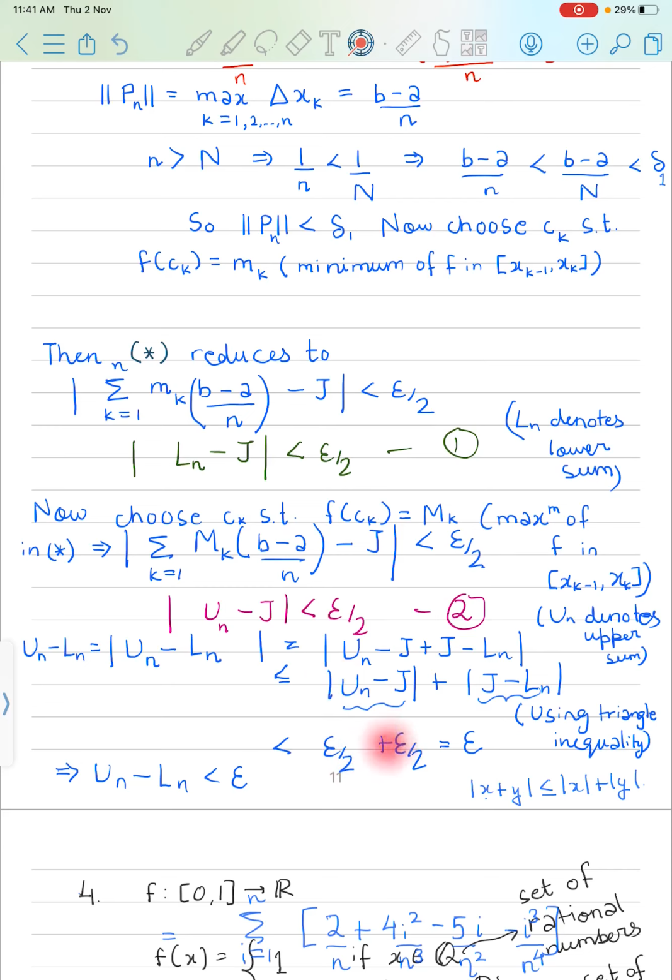This is epsilon by 2 plus epsilon by 2, and this adds up to epsilon. So we have proven that the mod of Un minus Ln is equal to this, is equal to this, is less than or equal to this, is less than epsilon. So Un minus Ln is less than epsilon. So that's it for question number 3, and thank you very much for watching this.